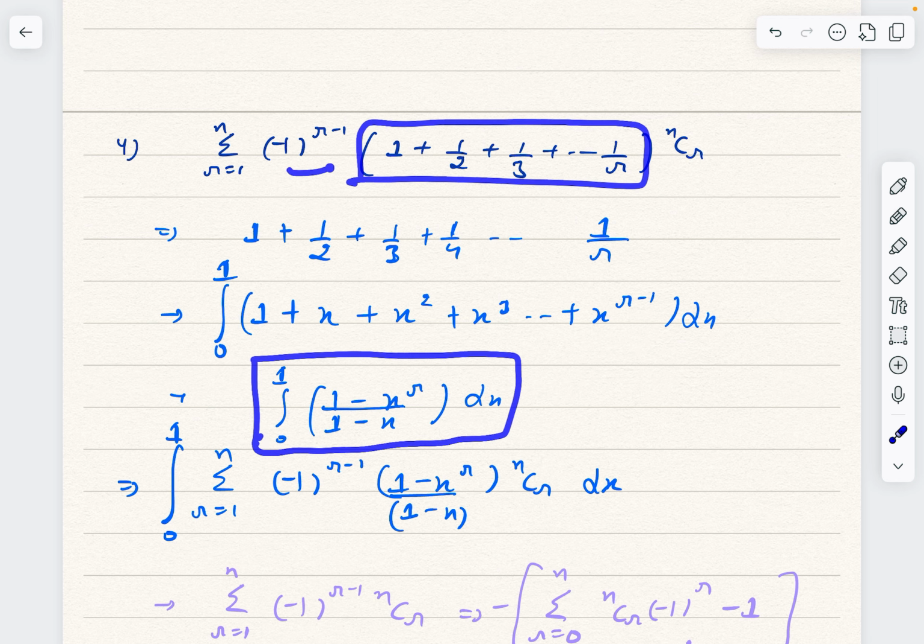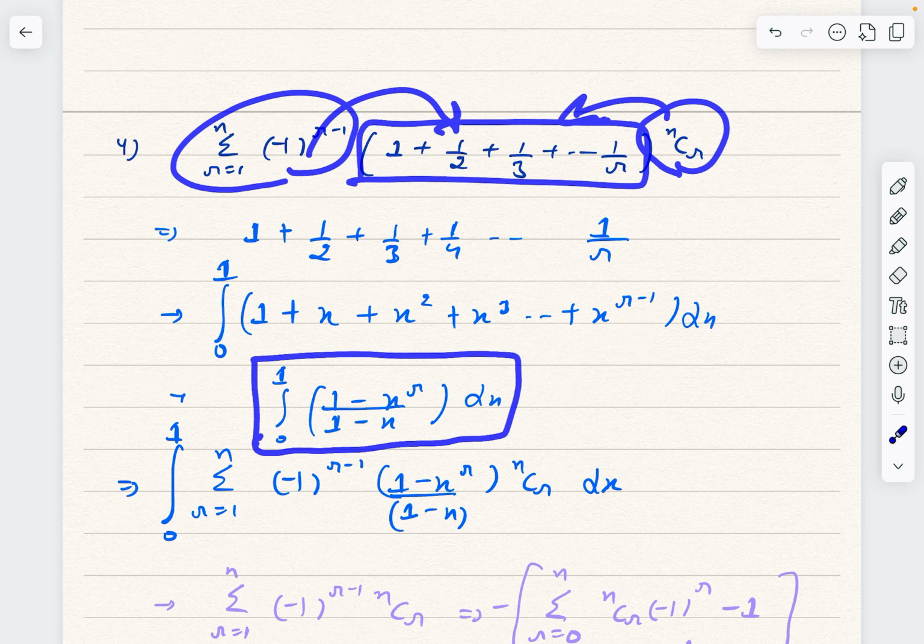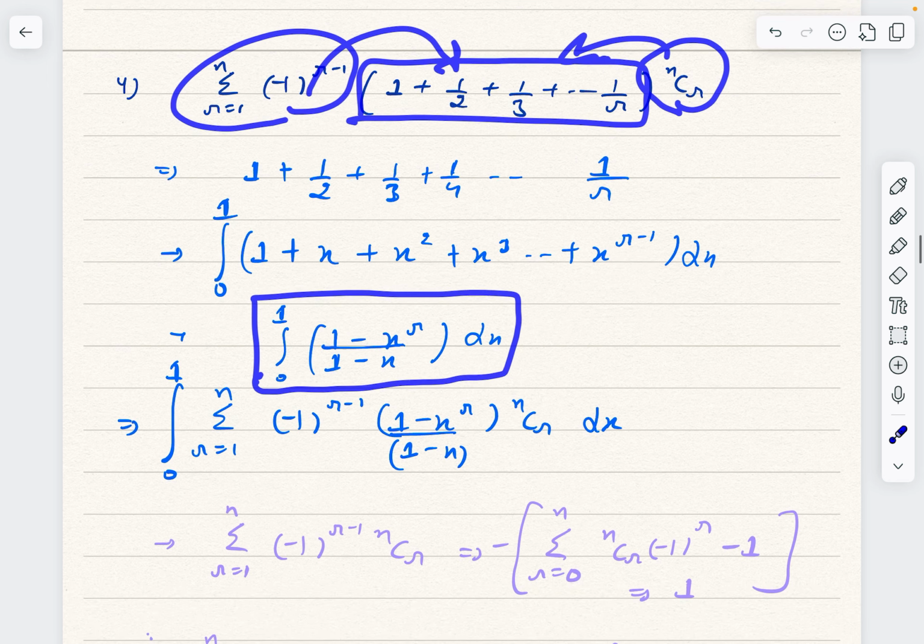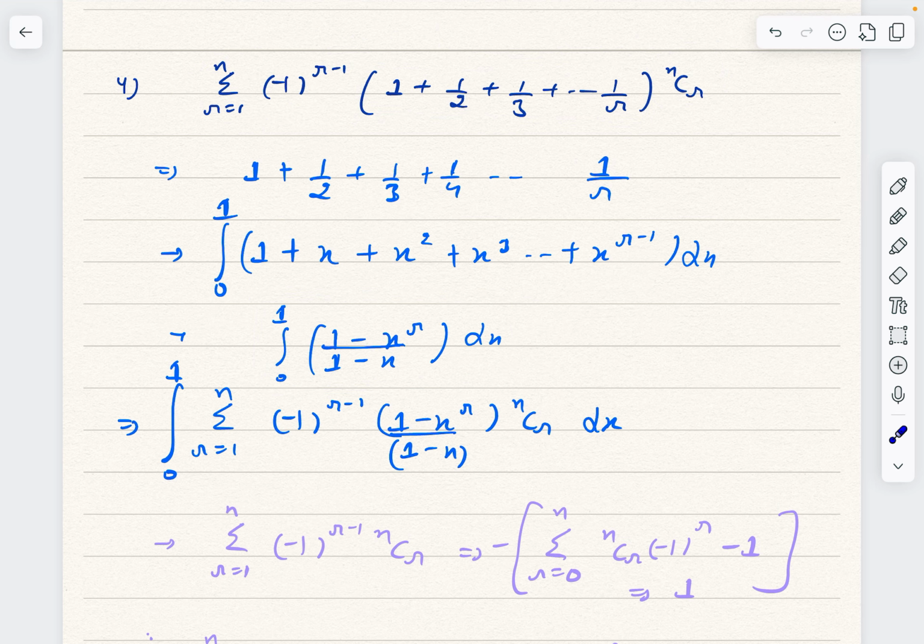Okay, now we have this outside. Now these are independent of x, so they are constant. So even if you take them inside the integral, it won't matter. So we can write this whole thing as 0 to 1 summation r 1 to n minus 1 power r minus 1, this thing 1 minus x power r by 1 minus x, NCR dx. Okay, these are x here.